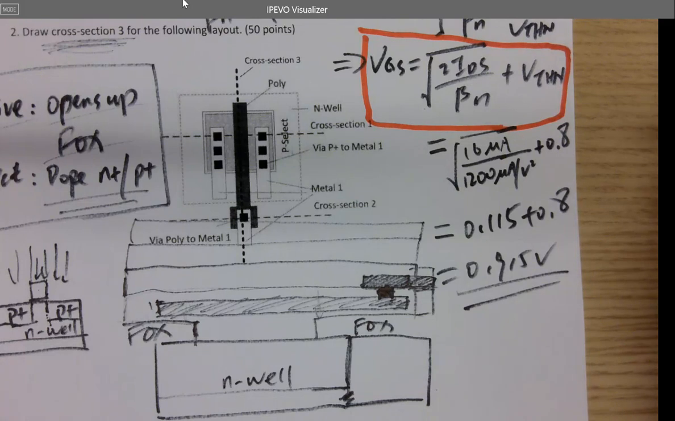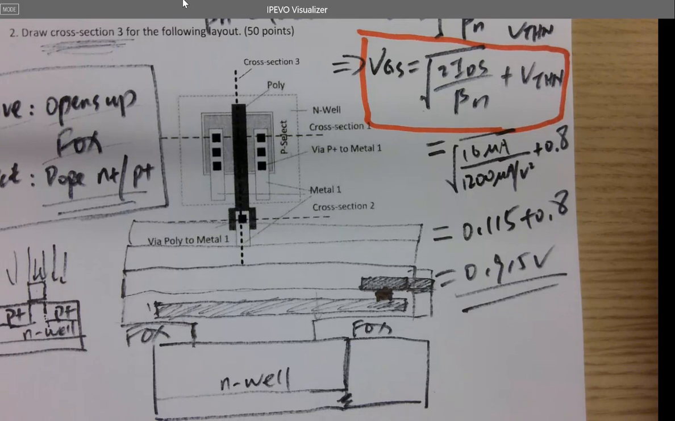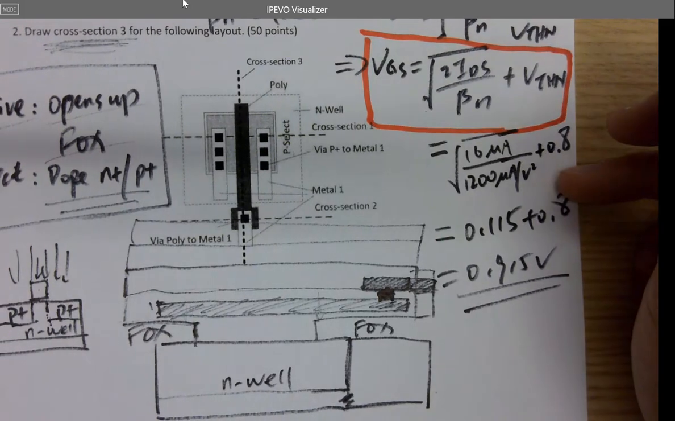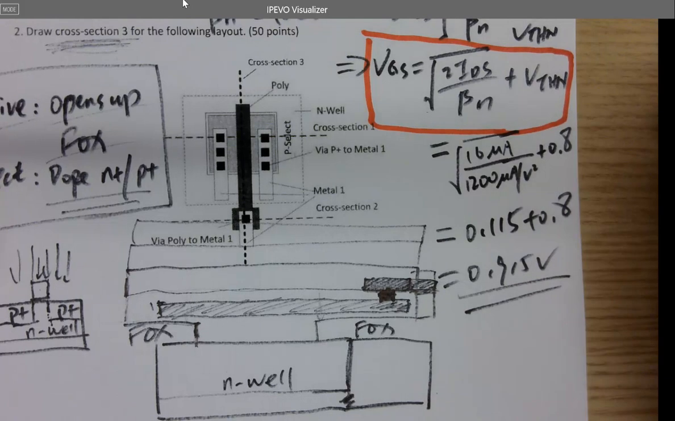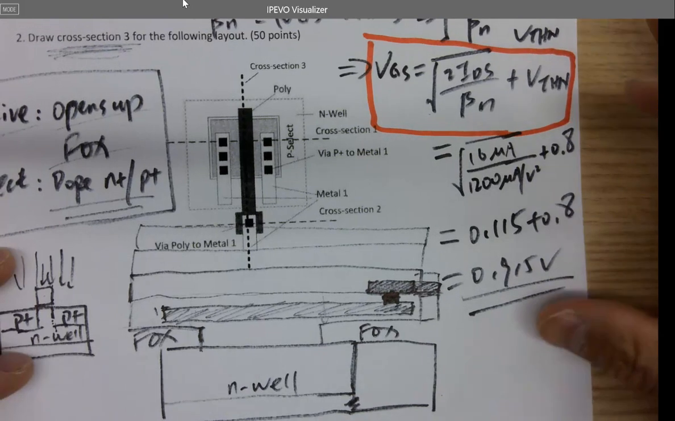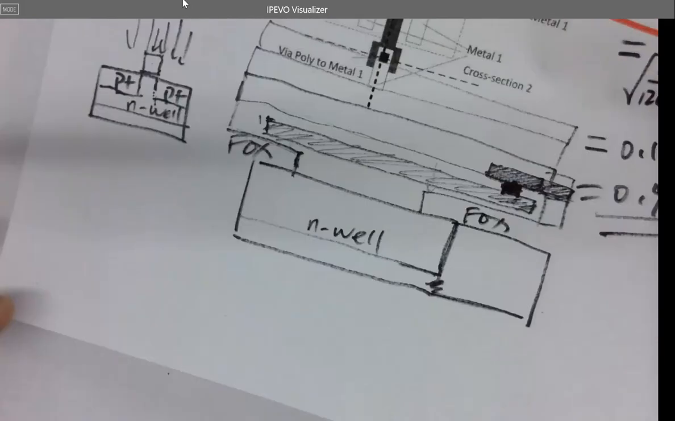For cross section 3, are we not able to see the middle one on the right hand side of the 3? No, you didn't cut through it, did you? No, right? It's a 3D structure.